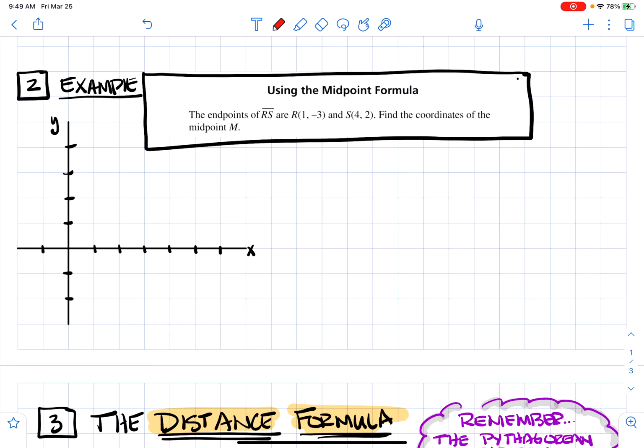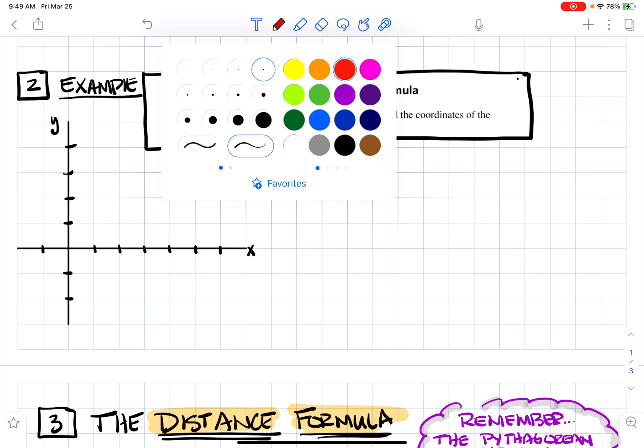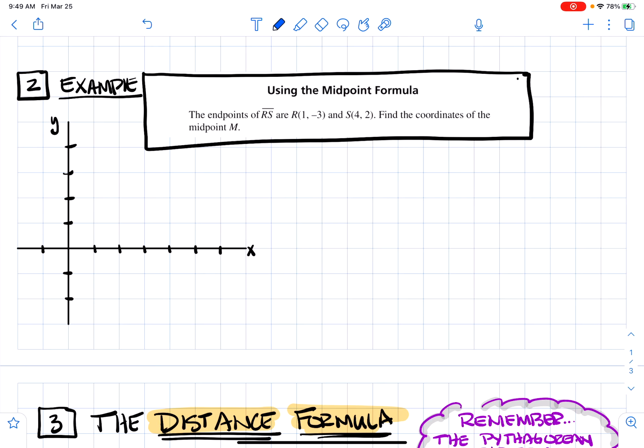Okay, box number 2 says using the midpoint formula, so I'll change colors here. The endpoints of line segment RS are located at R, which is at 1, -3. So let's put that on the graph. 1, -3 would be here. So that is point R. And S is at 4, 2. So 1, 2, 3, 4, 1, 2. This is point S over here.